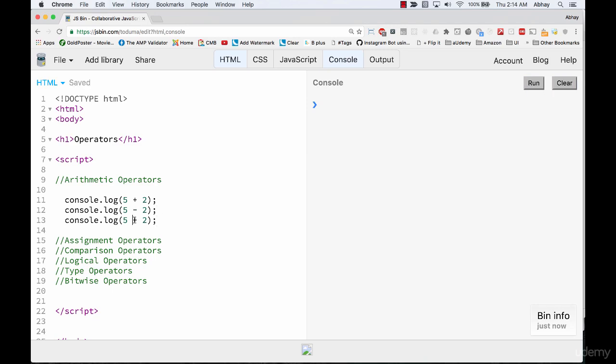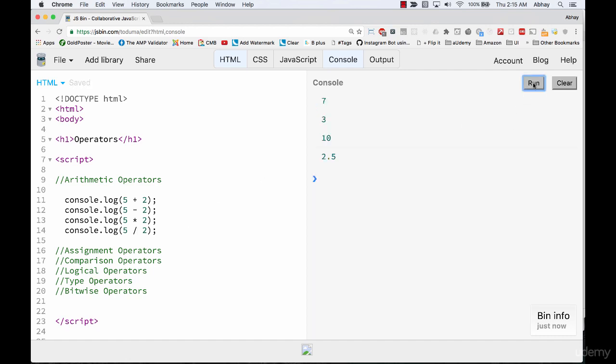The other operator that we have is a multiplication. So, 5 into 2, the answer should be 10. The other operator is a division, just like in our mathematics. And this should give me an answer of 2.5.